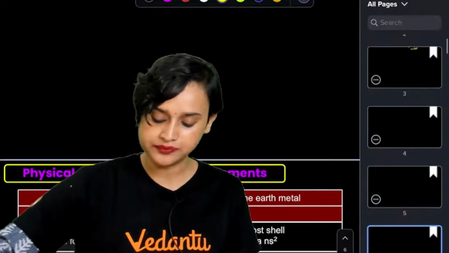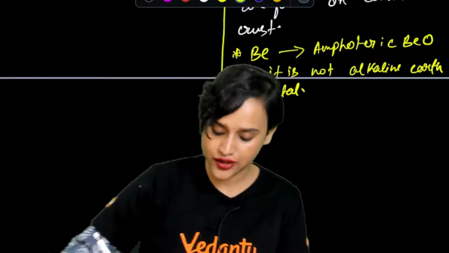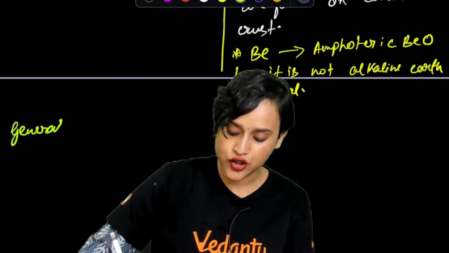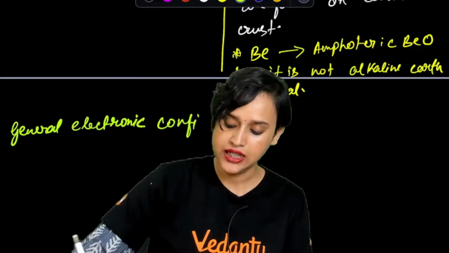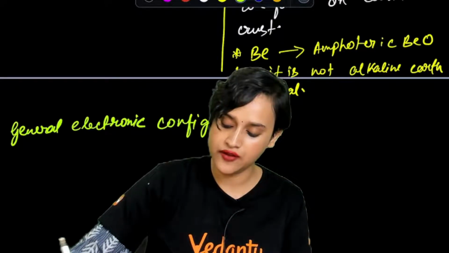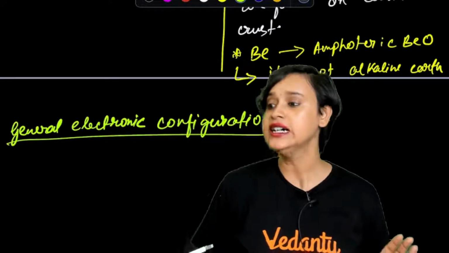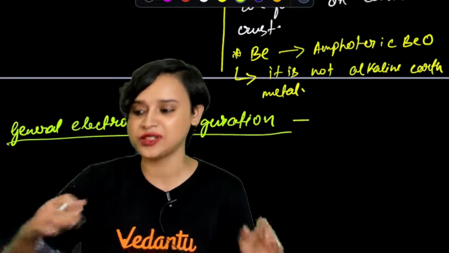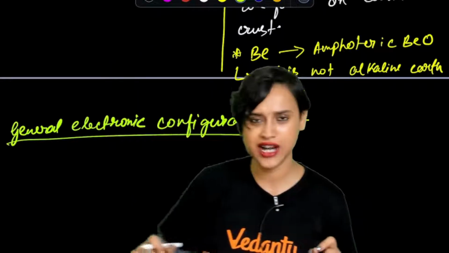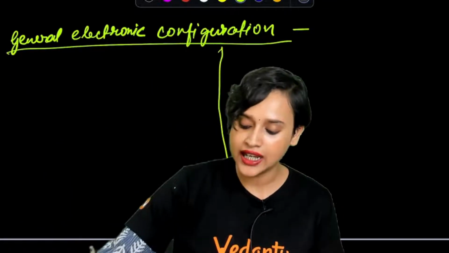Moving on, everybody. Let's get back here. Now, what do we have to talk about? Let's talk about the general electronic configuration. And what is going to be the general electronic configuration? I'm pretty sure that you would have guessed it, right? Because we are done with the P block, and I'm pretty sure that you all know how to write the general electronic configuration. But here we go, everybody.